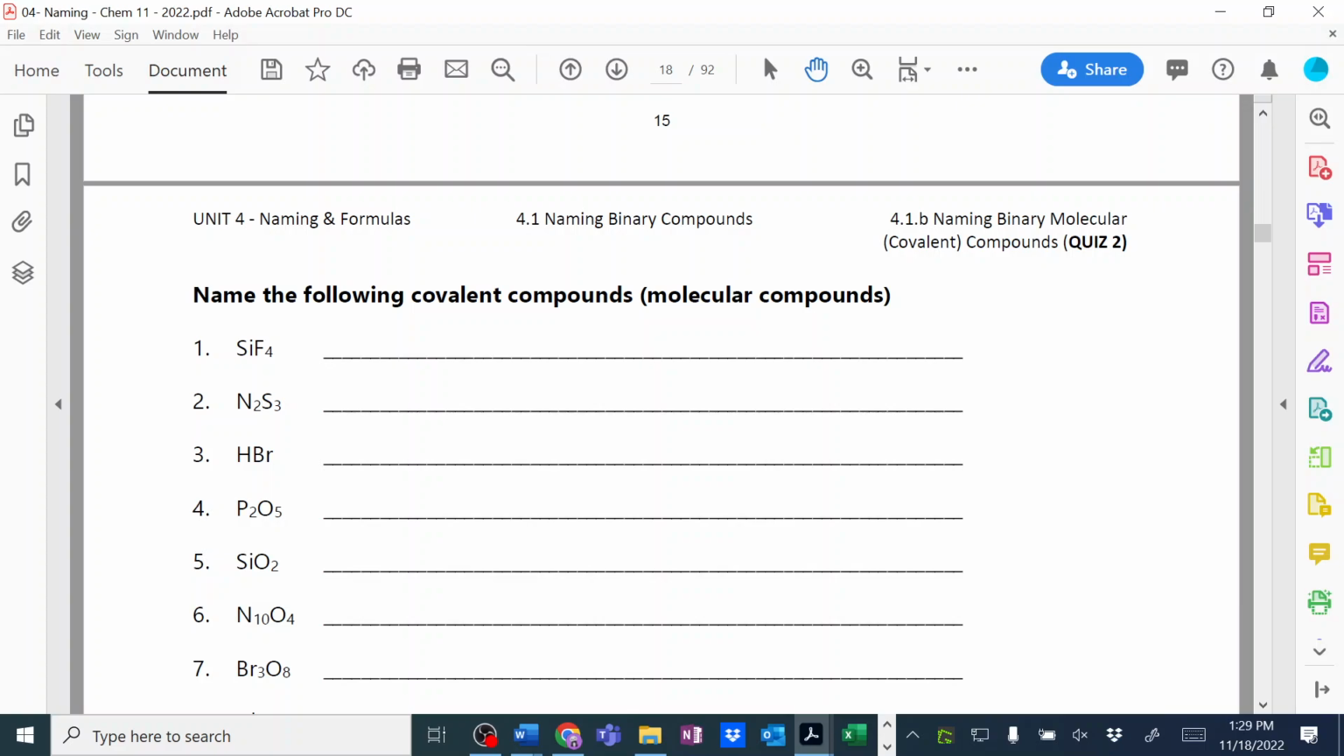Yeah, you might as well because it'll be marked right now.